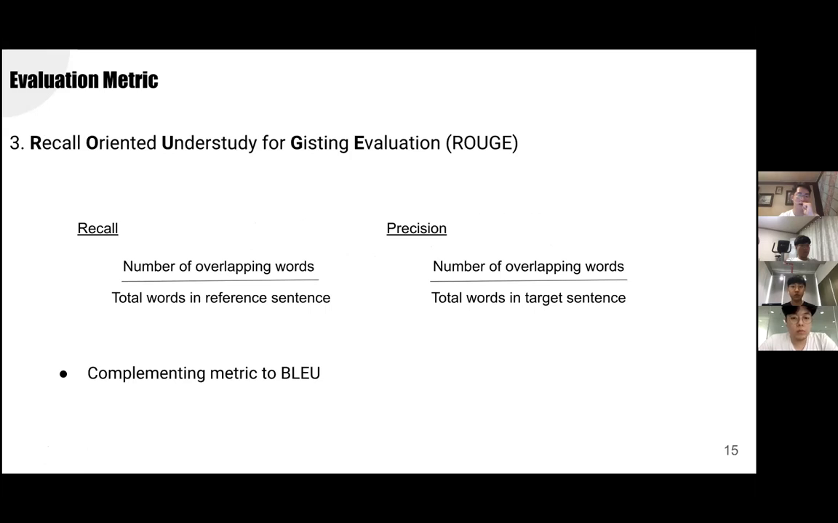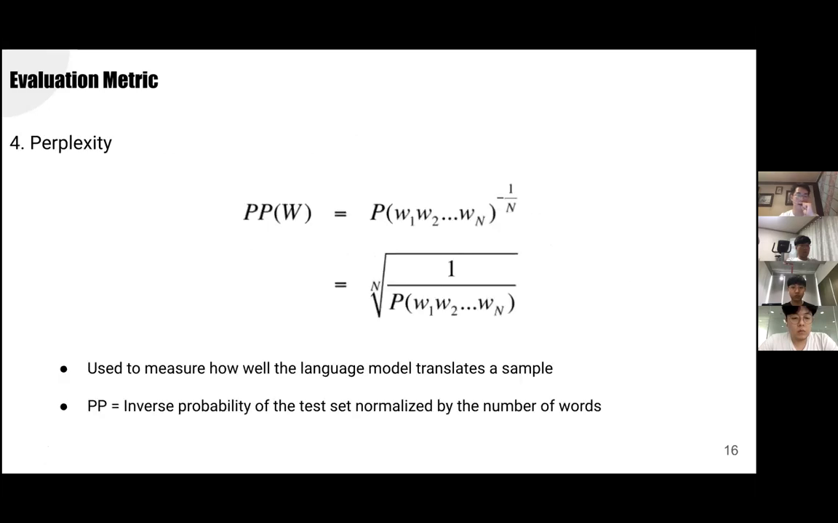Then we will be using Rouge as another metric and measure both precision and recall. We chose Rouge as another metric as it is complementary to BLEU. Lastly, we will be using perplexity as a metric which can measure how well the language model translates a sample. Perplexity is simply an inverse probability of the test set normalized by the number of words.